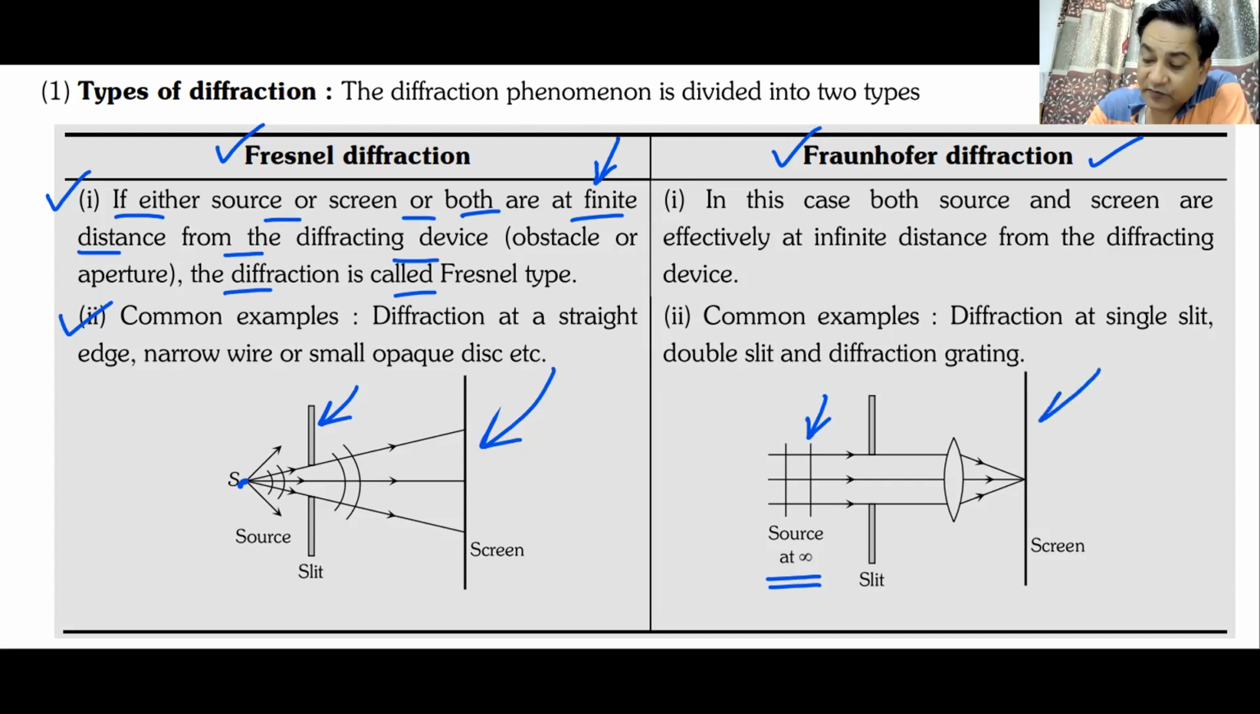That means the distance between the source and the screen is infinite. The diffraction that I see in this case is known as Fraunhofer diffraction. To divert the rays on the screen, I use a convex lens. So basically in Fraunhofer diffraction, the source is at infinity and I use a lens. And in Fresnel diffraction, I have source and screen both at finite distances from each other.